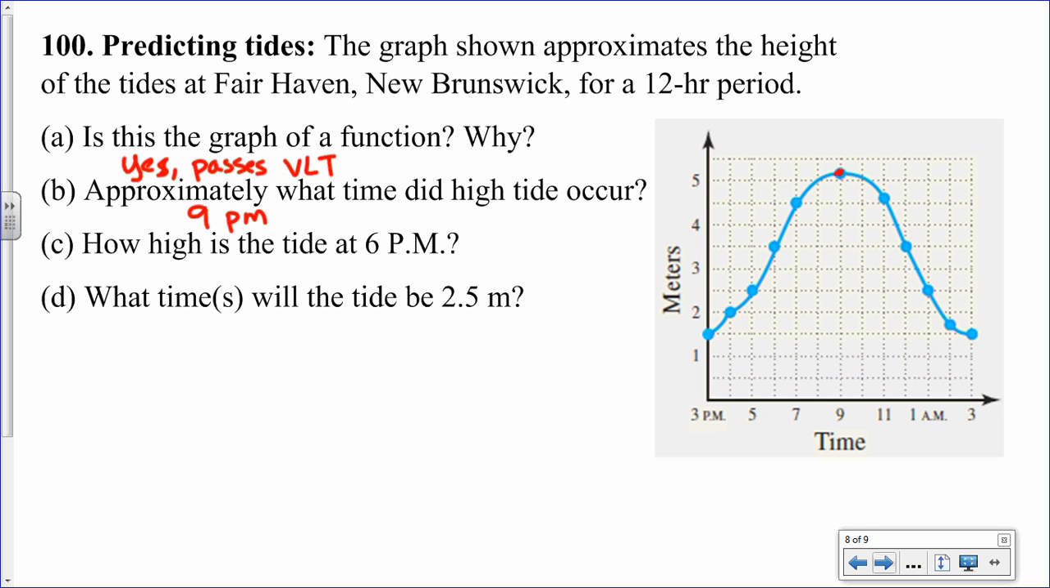Okay. How high is the tide at 6 p.m.? So here's 6 p.m. I see where that hits my graph, which is right here. And so that height, halfway between 3 and 4, 3.5, and then what's the label? Meters. Good.